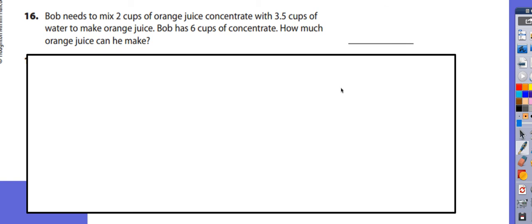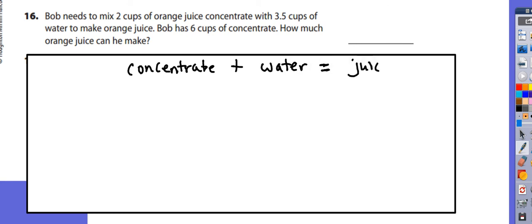It says Bob needs to mix 2 cups of orange juice concentrate with 3.5 cups of water to make orange juice. So maybe one of the first things you need to understand is in order to make juice, you would mix the concentrate with the water. And when you mix the concentrate and the water, you end up with the juice. So I'm going to use these words, concentrate, water, and juice, as my columns.